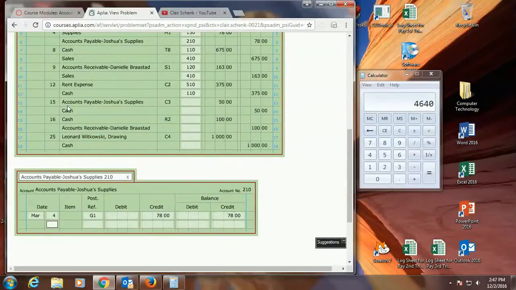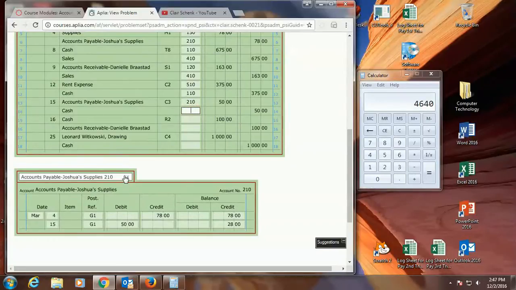So accounts payable, Josh Supply on the 15th of March. Notice I don't have to repeat the date. It looks like it's a debit of $50. But I have a credit balance of 78, so 78 minus 50 is 28, right? For the new balance. And this is 210 in my post-reference column, my journal.